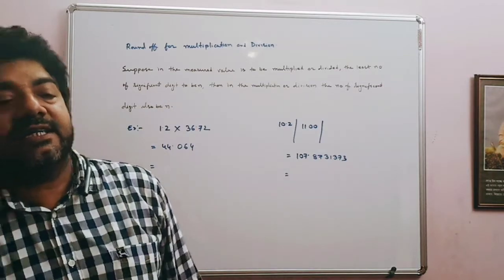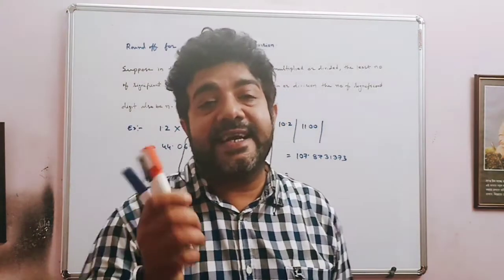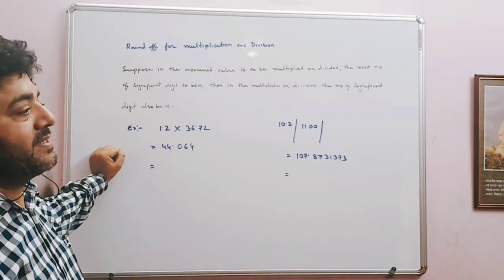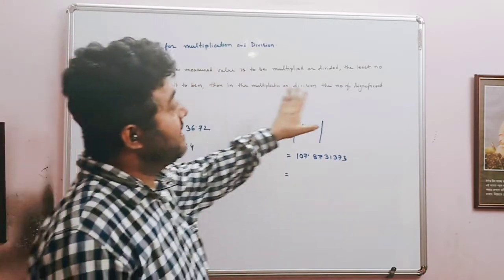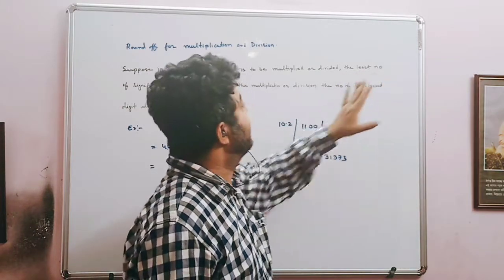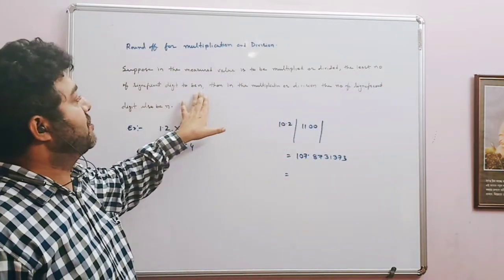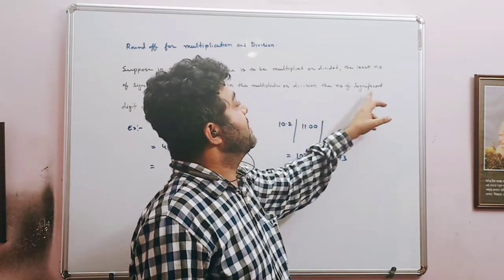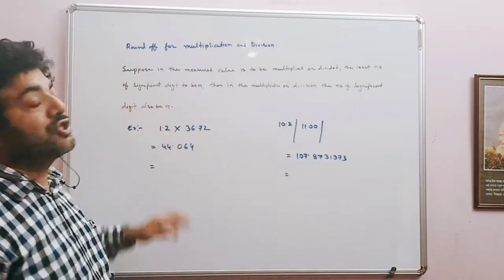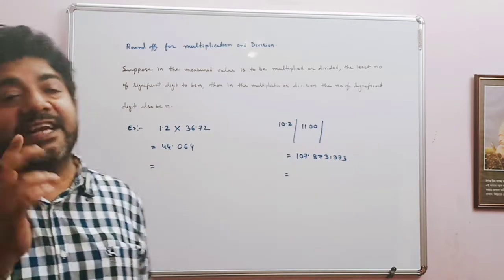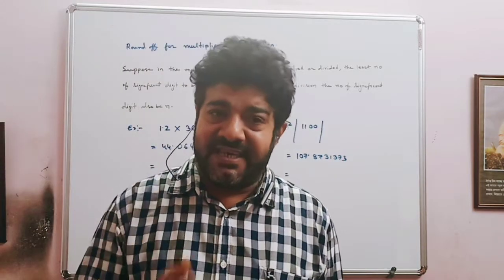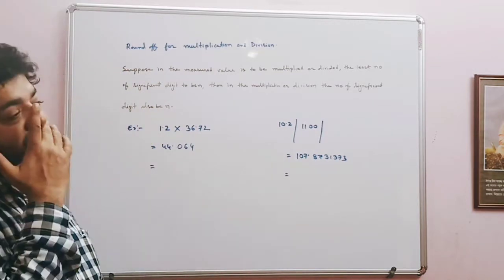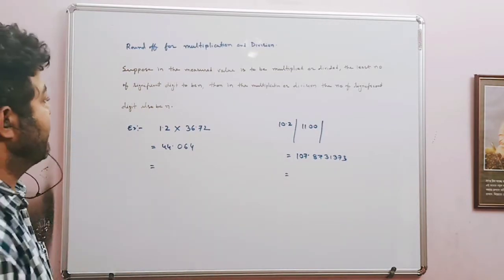In the last rule, addition and subtraction, what was there? The least number of significant digits after the decimal is n. Here, there is no after decimal; overall the least number of significant digits is n. Then in multiplication or division, the number of significant digits should be n. In addition and subtraction we had to see the least significant digits after the decimal, and in multiplication and division we have to see the overall least number of significant digits.